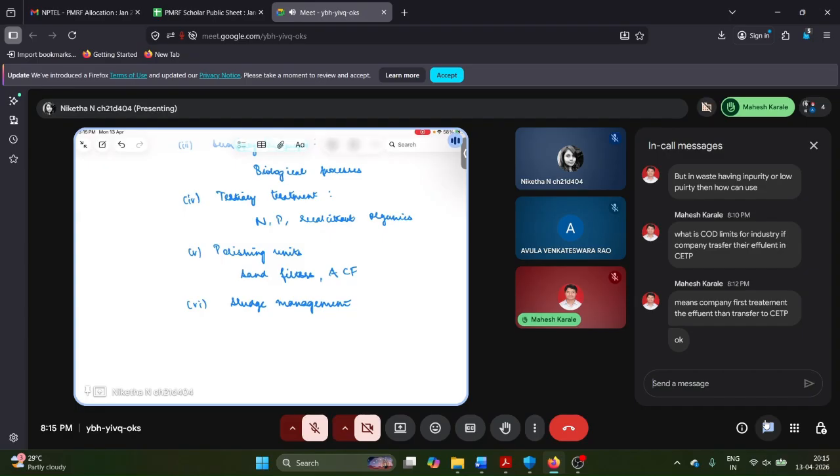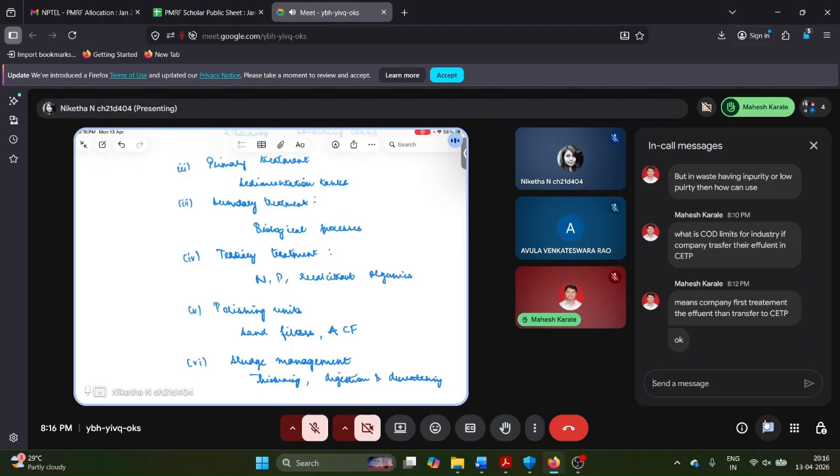Sludge management involves processes like sludge thickening, digestion, and dewatering. So that's about treatment in a common effluent treatment plant. With this, we've come to the end of this session. Are there any questions from your side?